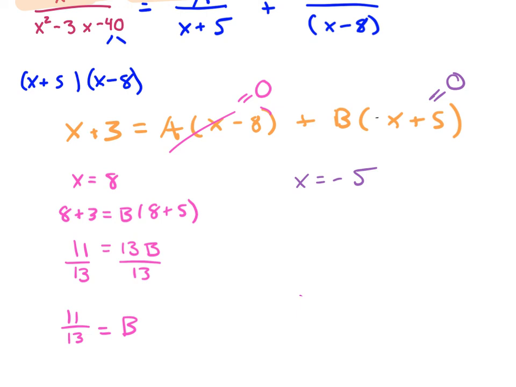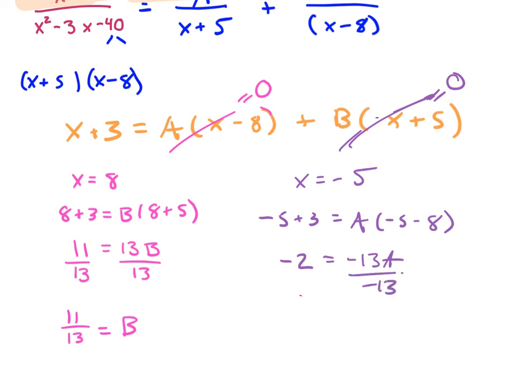Now let's plug in negative 5. So negative 5 plus 3 is equal to a times negative 5 minus 8. And then I can see when I plug in negative 5 here, it's going to cancel, so I don't even have to write it again. Negative 5 plus 3 is negative 2. And negative 5 minus 8 is negative 13. How do I solve for a? Divide by negative 13. Thank you. At least Leo's awake. And then what do I get for a? 2 over 13. Awesome.